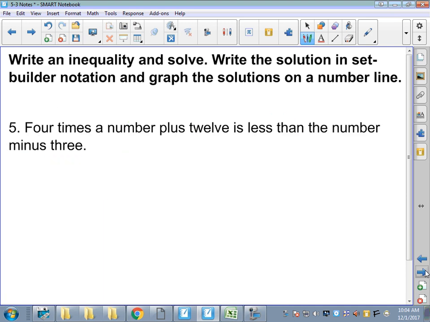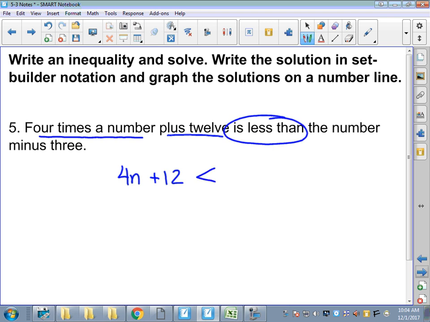A little bit of the writing of these things, it's just a little bit more complex, but just like we did before, you read the words and you replace them with symbols and numbers. 4 times a number, 4n, plus 12 is less than the number, which is my n, minus 3. The number minus 3. So I got variables on both sides. I got numbers on both sides.